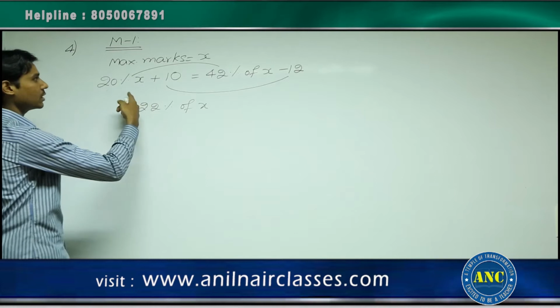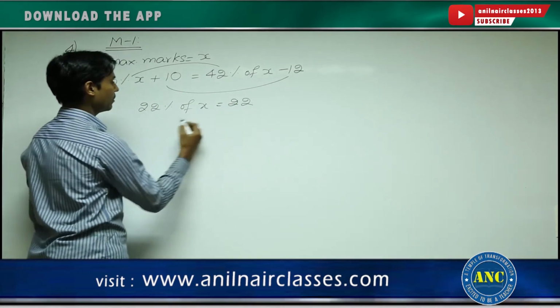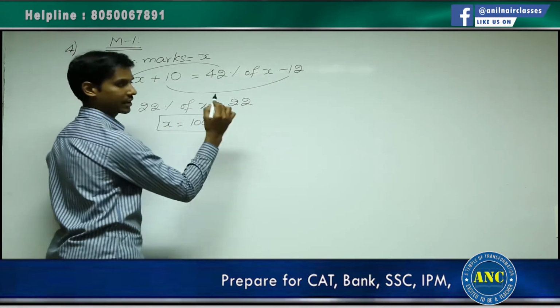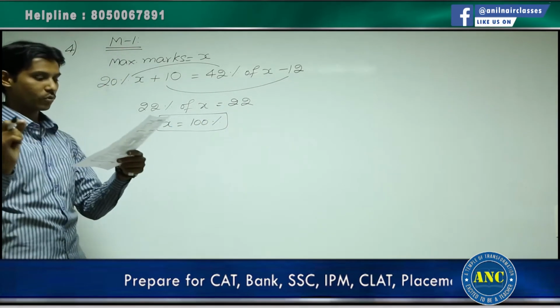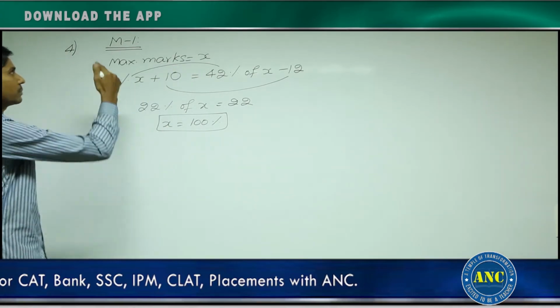So if I equate it, it becomes 22% of x is equal to 22. If I simplify this, x will become 100. That means the maximum marks is 100. This is my method 1.